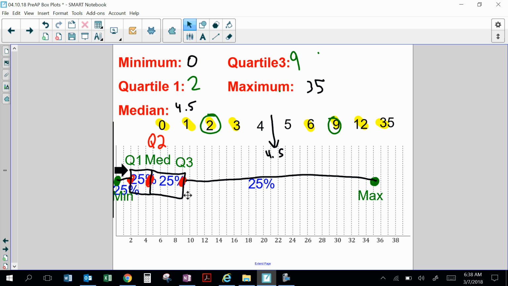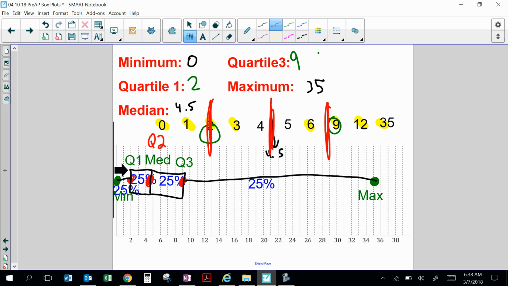You may say, but this is so much longer. So in this one there are more numbers here. No, think of quartiles as cuts. If I get my little pen and I cut it right here at 2, I cut it at 4.5, and cut it at 9, there are 2 numbers in each quartile.